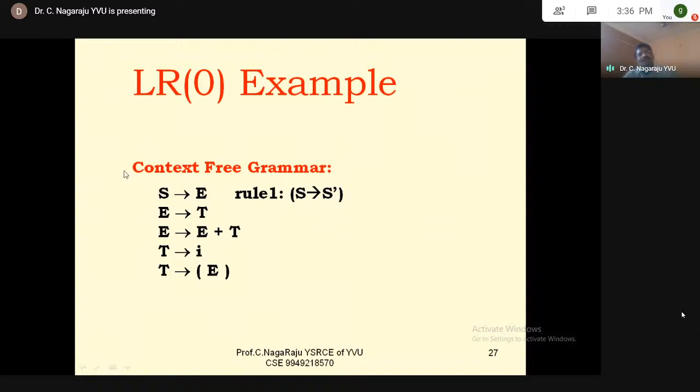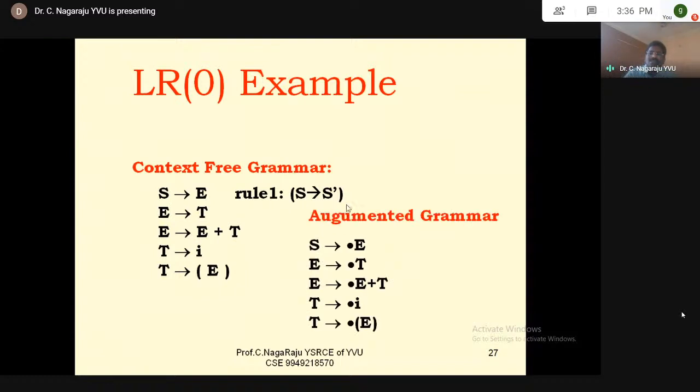So in the augmented grammar versus the context free grammar, the root is changed with another dummy root state, and next, all the productions start with the dot.